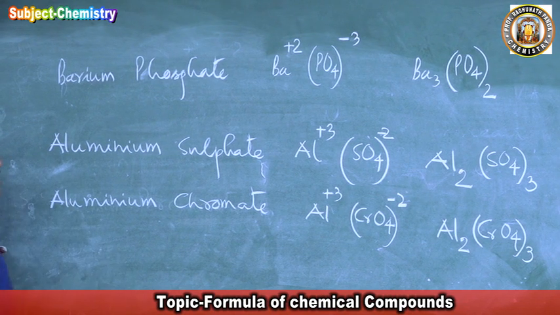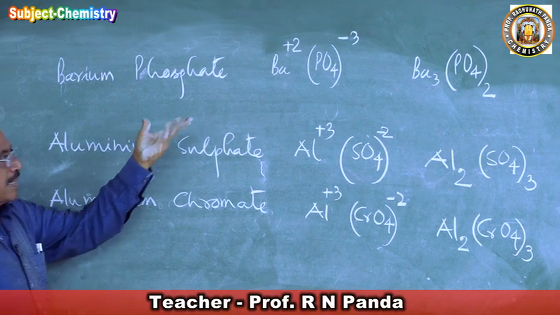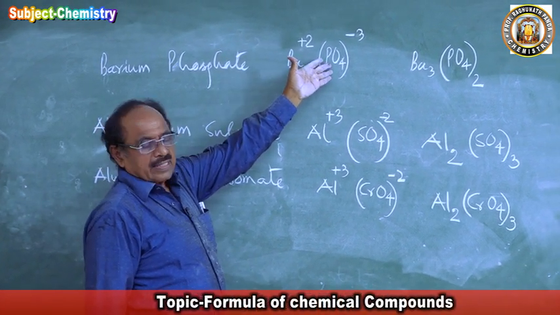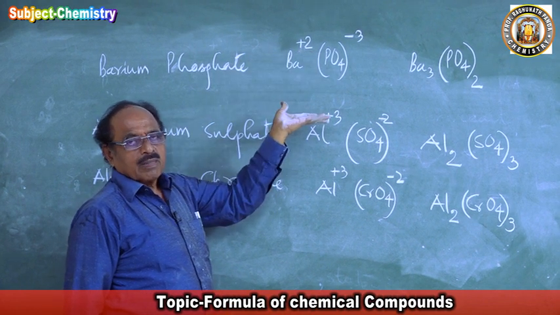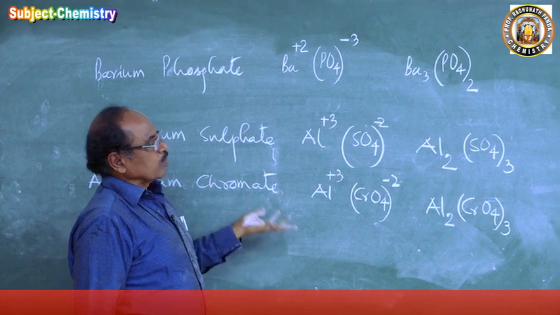So it is very easy to write the formula. Once you write the basic radical, then write the acid radical, write the charge of the basic radical at the top plus n, write the charge of the acid radical minus m, then the formula will be BmAn. So that is the principle we have taken and wrote the formula.